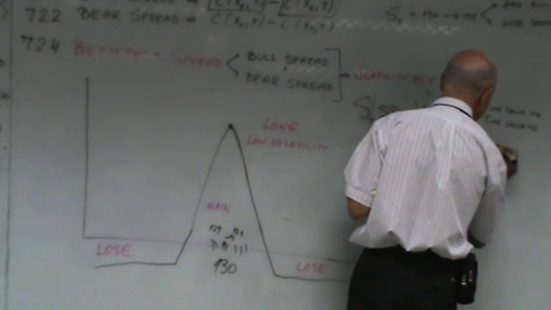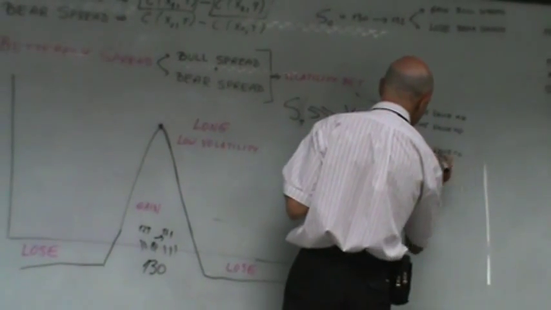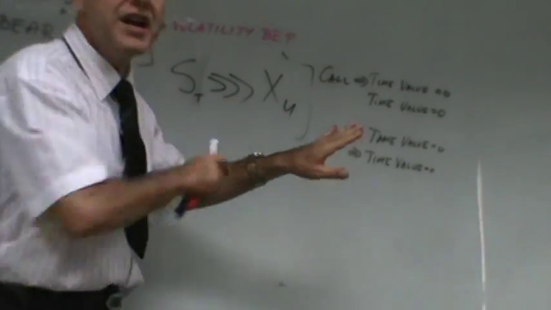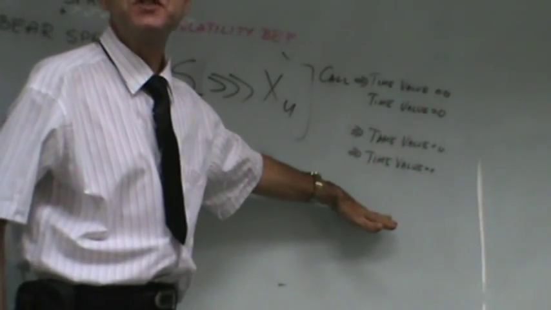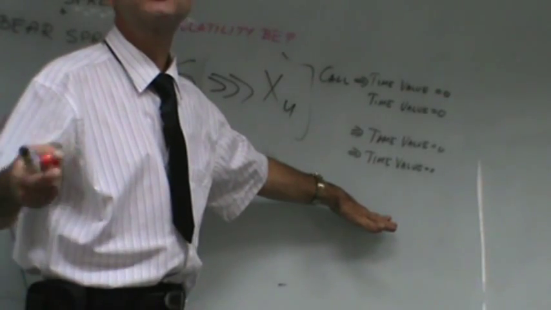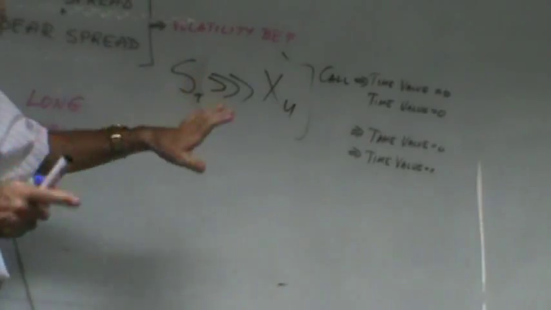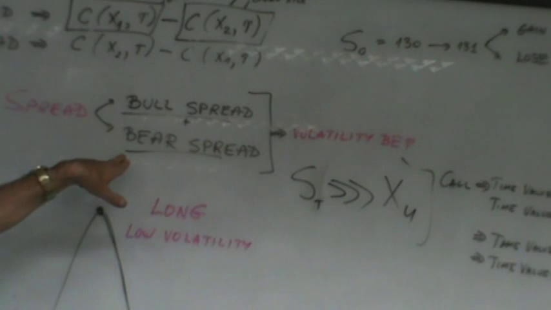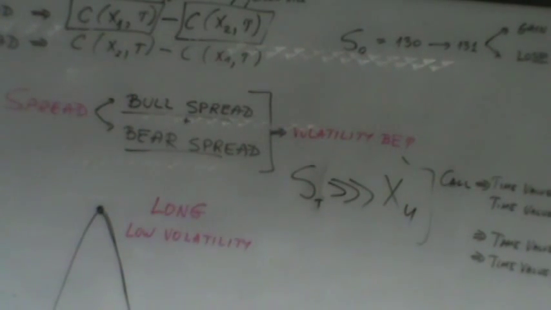Here, for the put, time value equals zero. In this one, time value equals zero. So in a butterfly, if you move far away, all time values disappear, and all you're left with is the strike prices. Now, because you've got a long and a short, the strike prices cancel out, and all you're left with is the cost of the bull spread and the cost of the bear spread. So you lose a little bit because buying the bull spread and buying the bear spread cost some money.